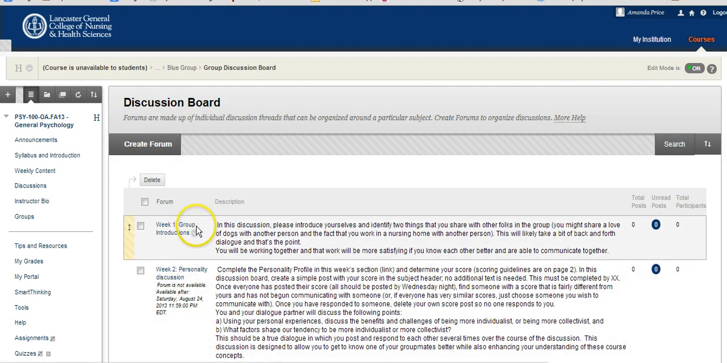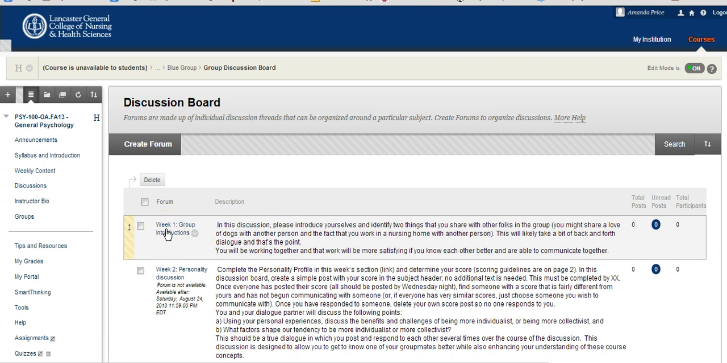And the only thing that will show up for you in the first week is just this very first discussion board question, which is asking you to introduce yourselves to your group, and then over the course of the week, by engaging in some discussion, identify two things that you share with other folks in the group. So one thing with one person, one thing with another person. And you can include me in that.